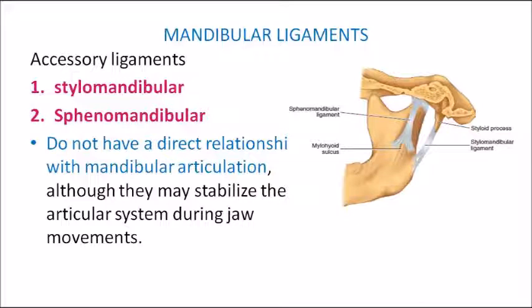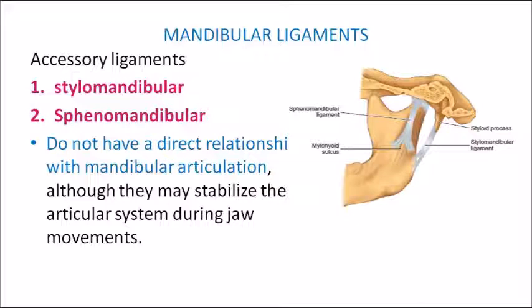So why are they called accessory ligaments? It's because they do not have a direct relationship with the mandibular articulation, but they tend to stabilize the jaw during tooth movements. So these are the accessory ligaments, stylomandibular and sphenomandibular. They are called accessory because they do not have a direct relationship with the mandibular articulation, but they stabilize the articular system during jaw movements.